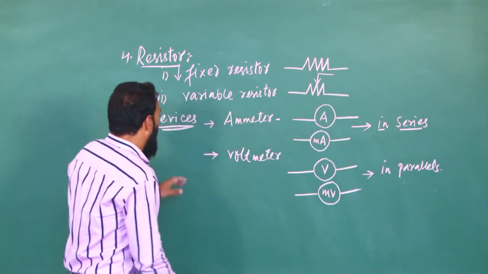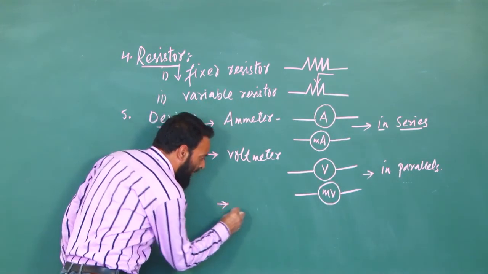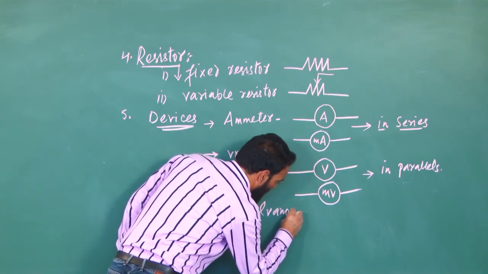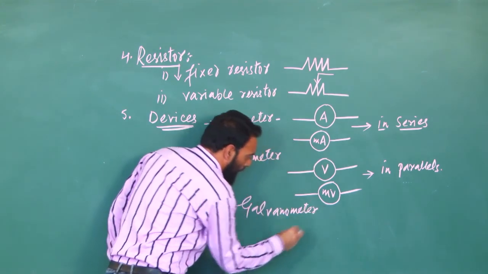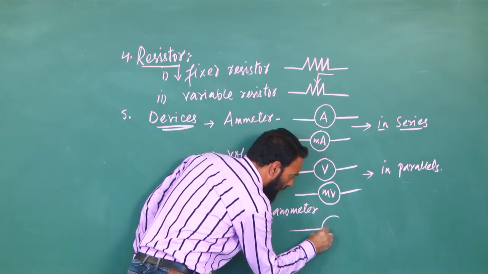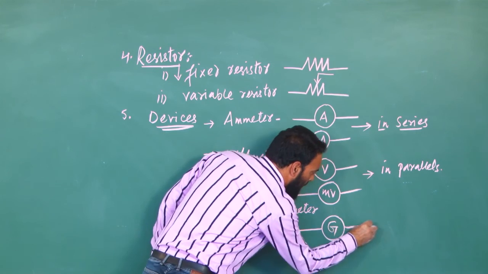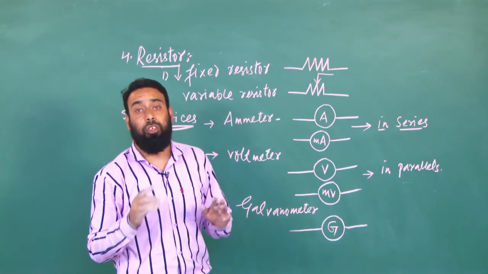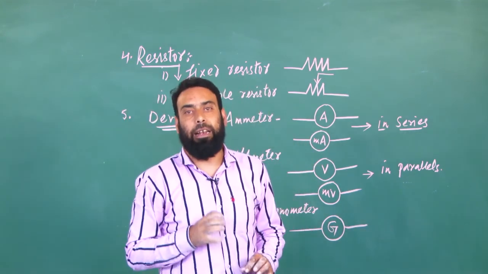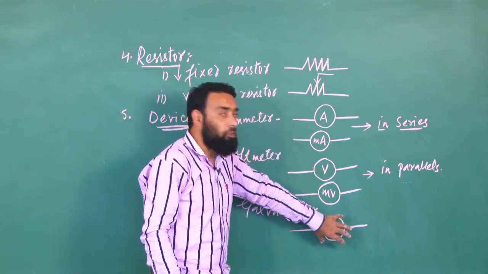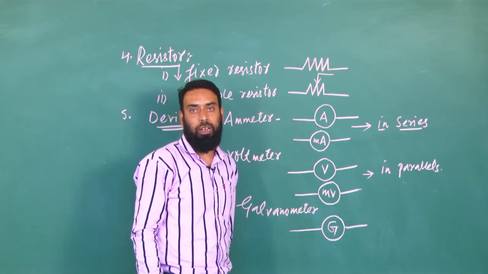Another device is called a galvanometer. The galvanometer is represented like this. This galvanometer is basically a device which is used to detect the current in the circuit. It doesn't measure the current in the circuit. It detects whether the current is flowing through a circuit or not.